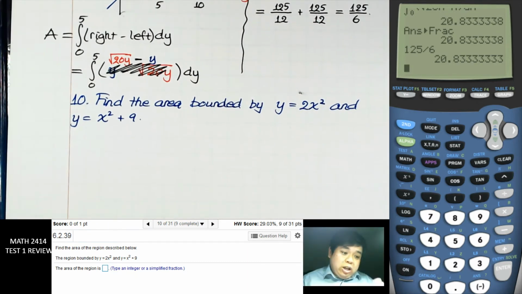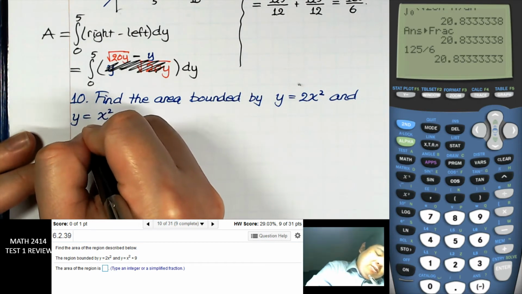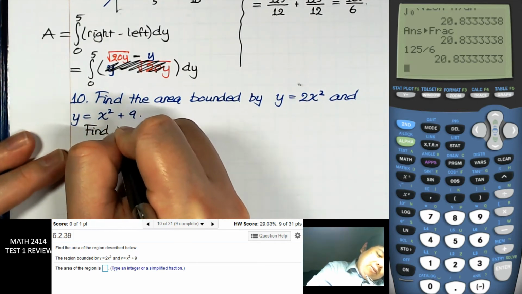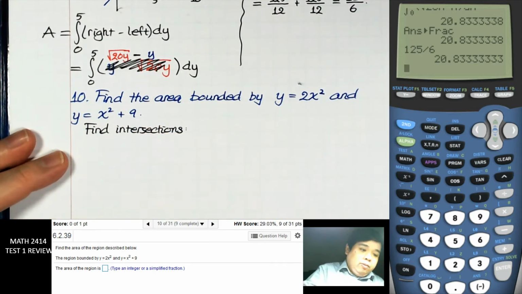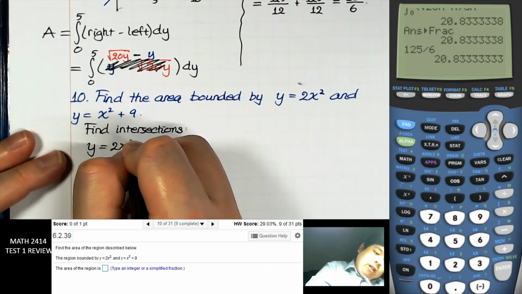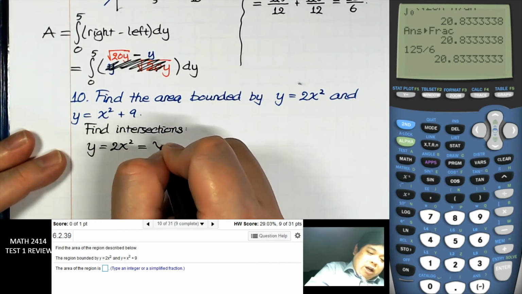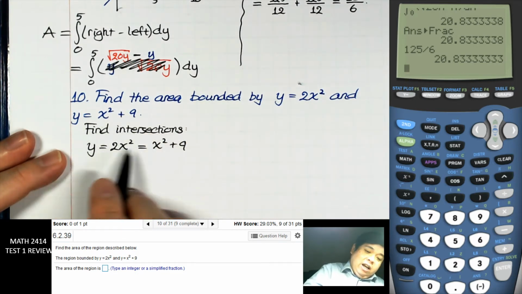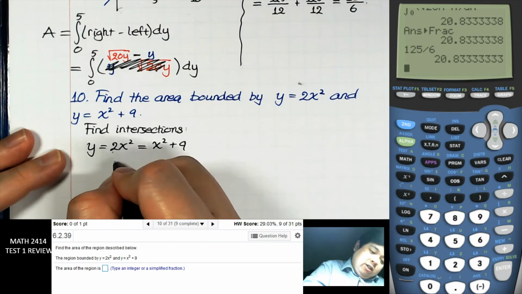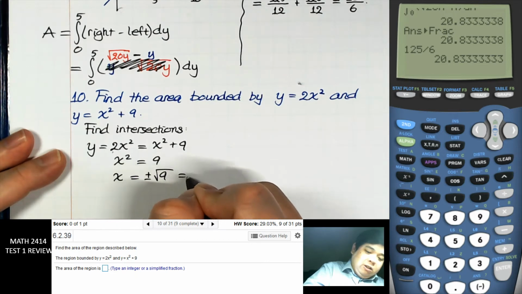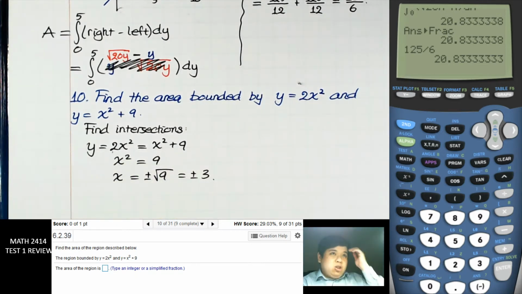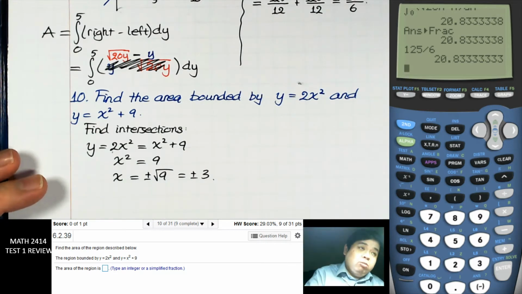Right, so we have y equal to 2x squared and x squared plus 9. That's what we know, we don't have the graph. So first we have to find the intersection. Y equal to 2x squared and y equal to x squared plus 9. So both of them we make equal to y, and then we solve for x. Move the x squared over, x squared equal to 9. Take the square root on both sides. So the intersection is at x equal plus or minus 3.